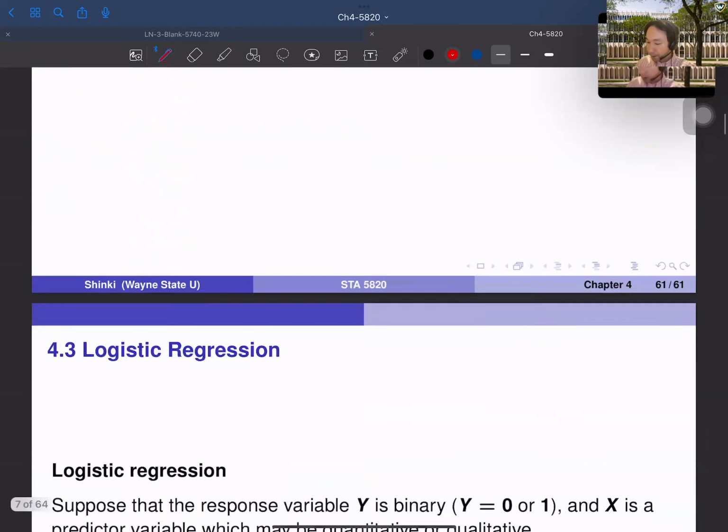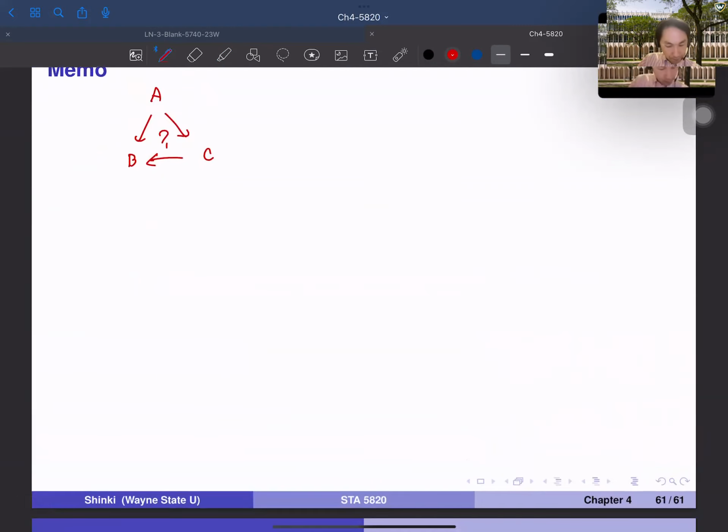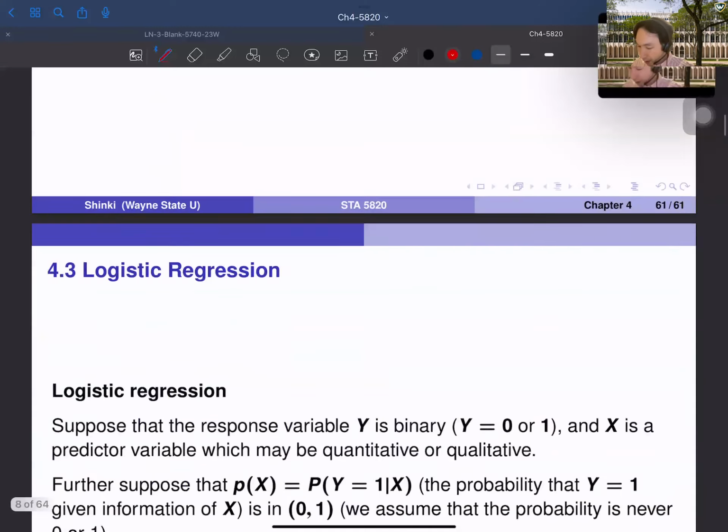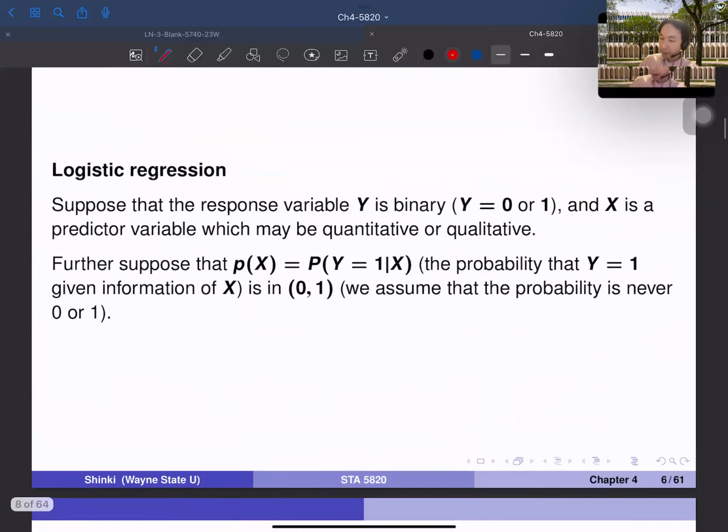Okay, so any questions so far? Okay. So logistic regression. Oh yeah, sure.